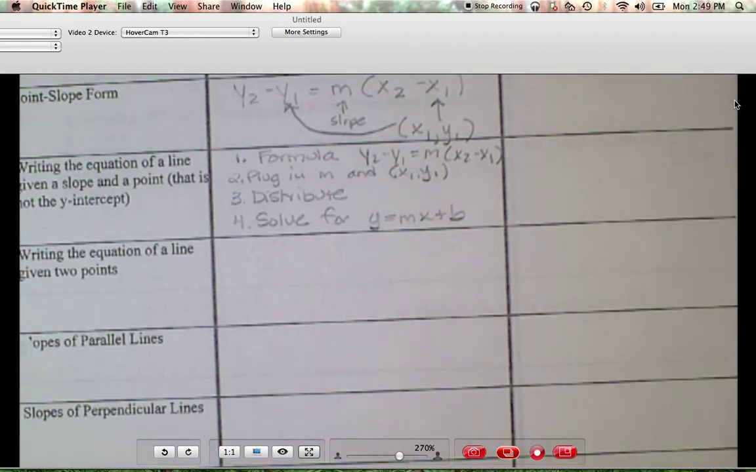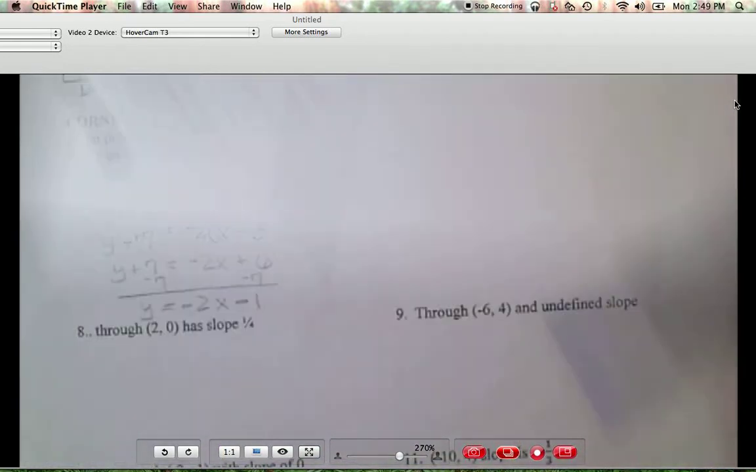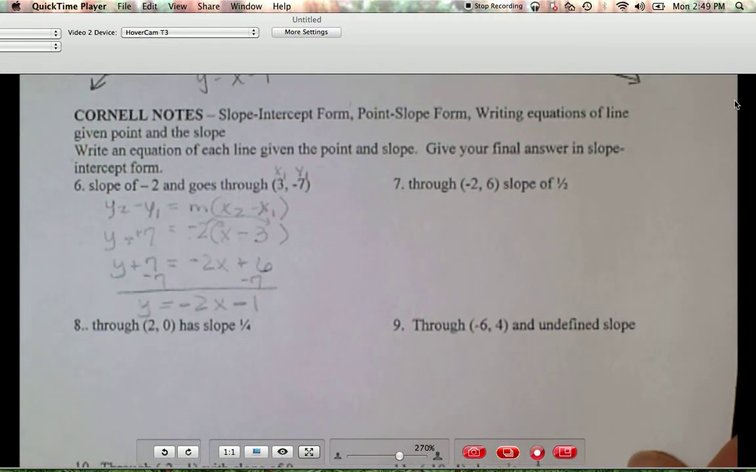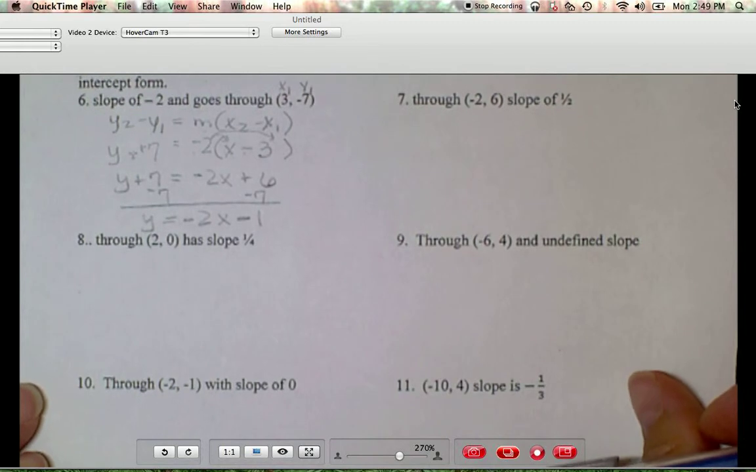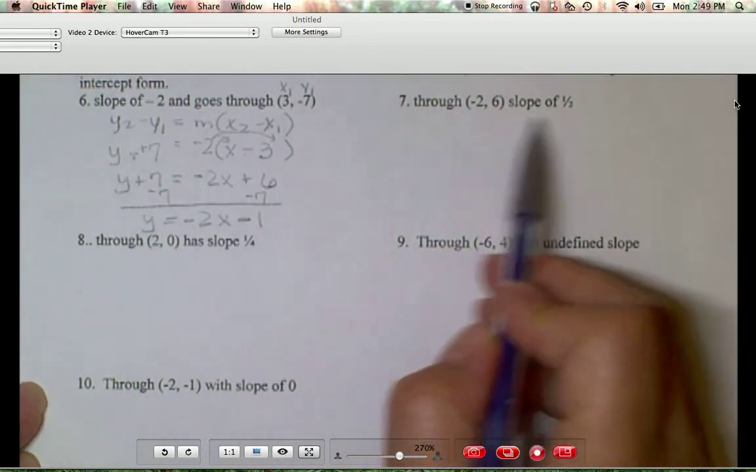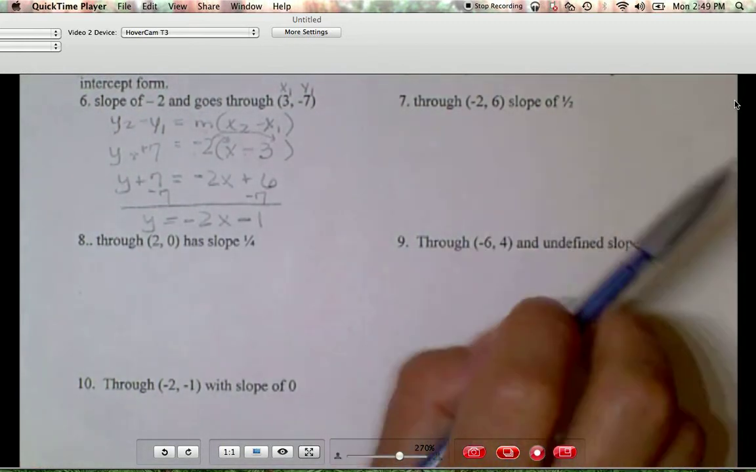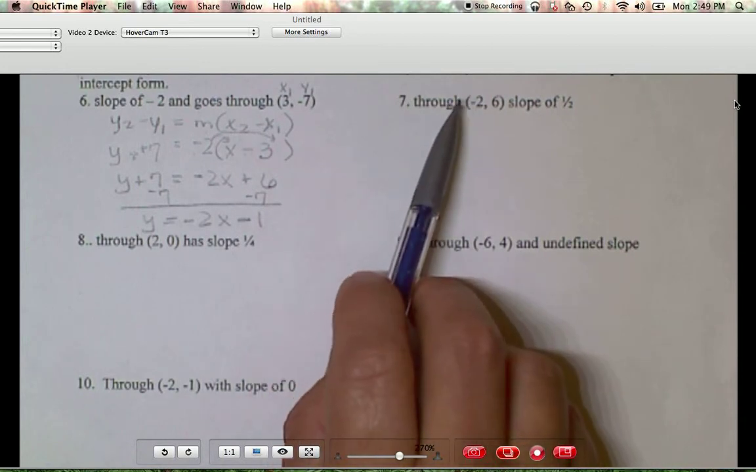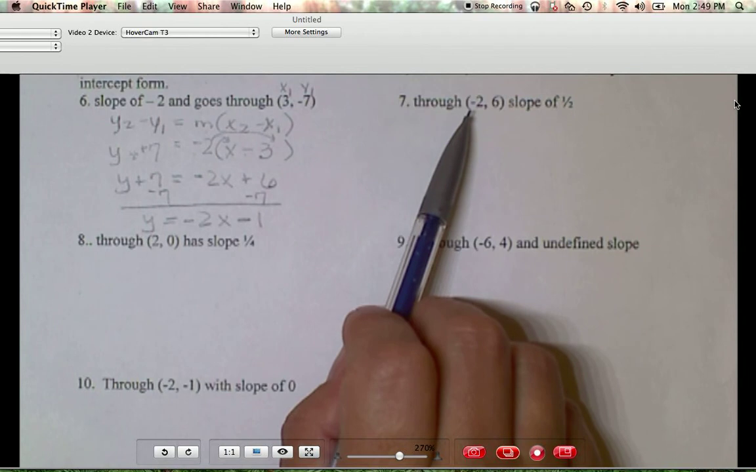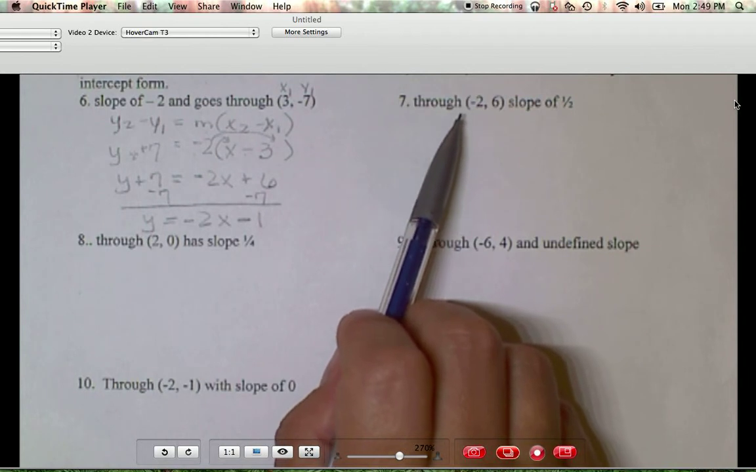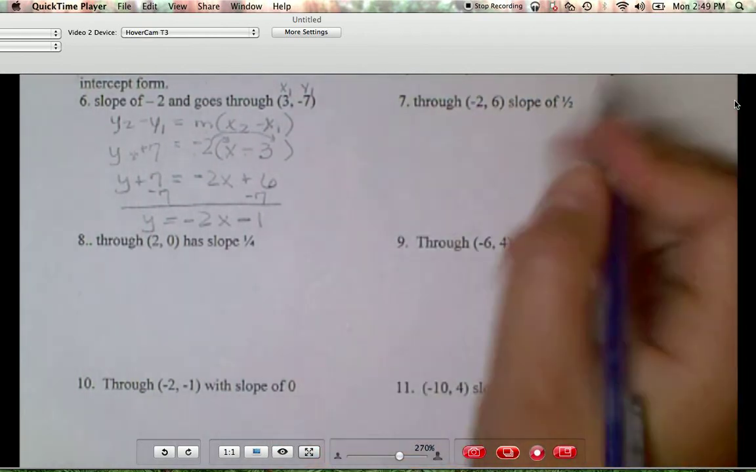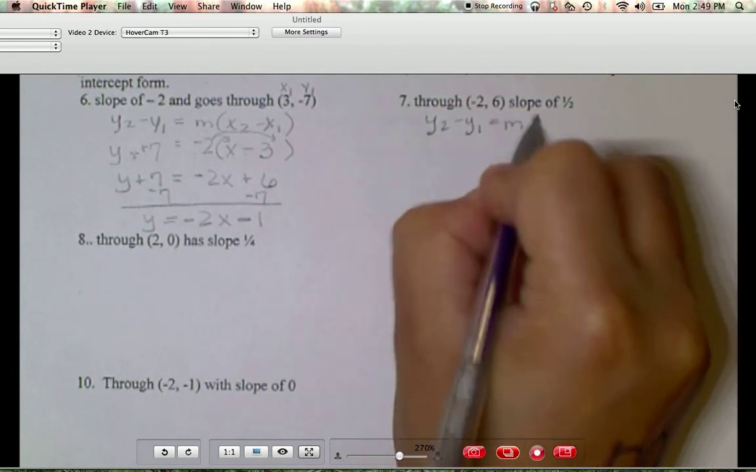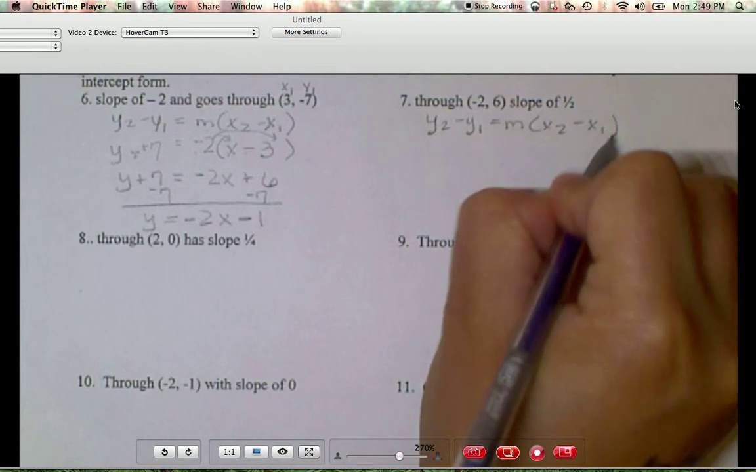Let's go ahead and practice this some more. We'll do one more together, and then I'll have you try some of these on your own before you look ahead. So number 7 is through this point and has a slope of 1/2. Again, this is not a y-intercept. It's just a random point. So you cannot use slope-intercept form to begin with. You must use point-slope form. So start writing the formula. y2 minus y1 equals m times x2 minus x1.